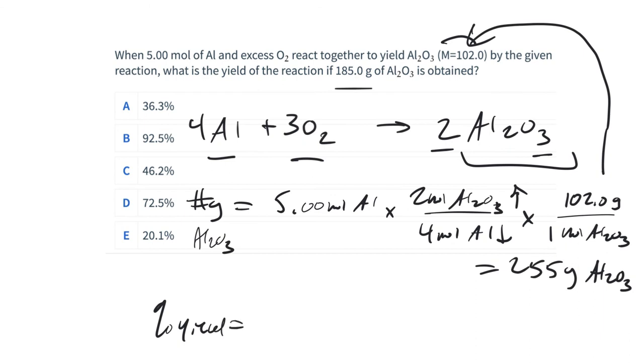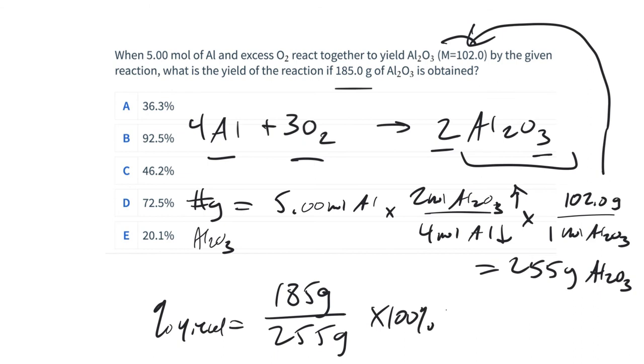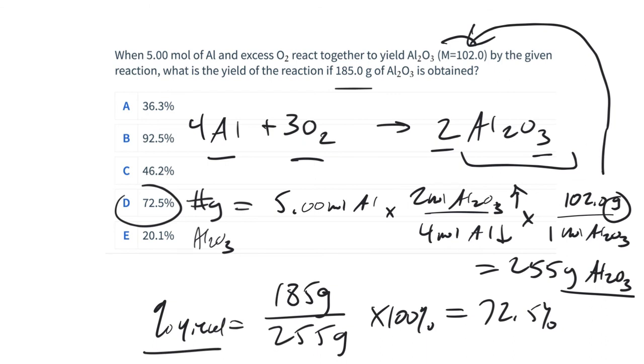So percent yield is our actual yield, 185 grams, divided by how much we should have gotten, our theoretical maximum yield, 255 grams, times 100%. So that's 72.5% yield. Okay, so again, I think that's a dimensional analysis that makes sense, because in one step we can figure out the mass of our product we should have gotten, and then we just use the idea of what percent yield is to solve the problem.